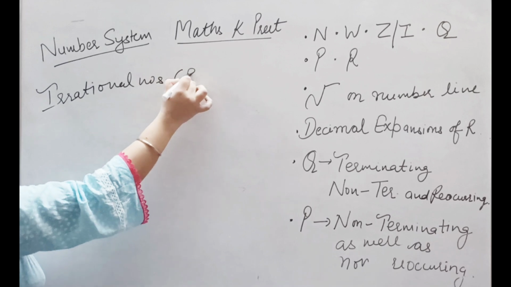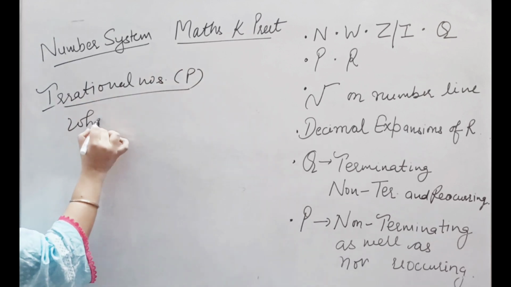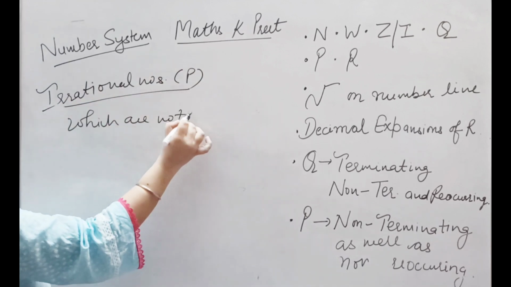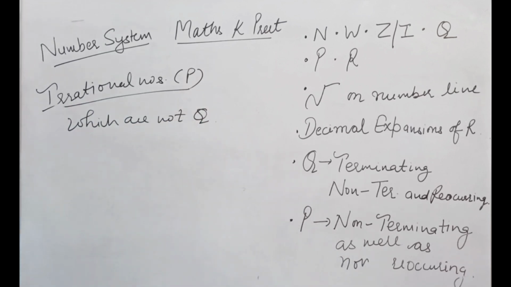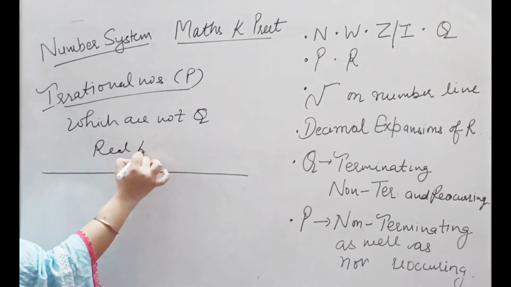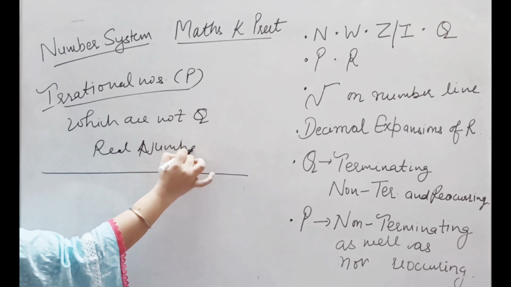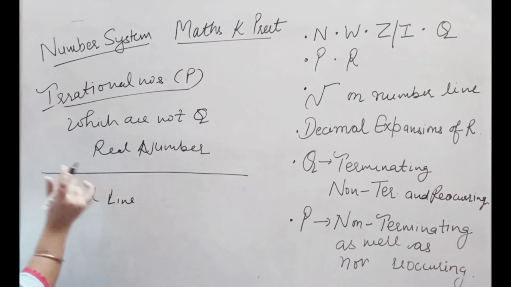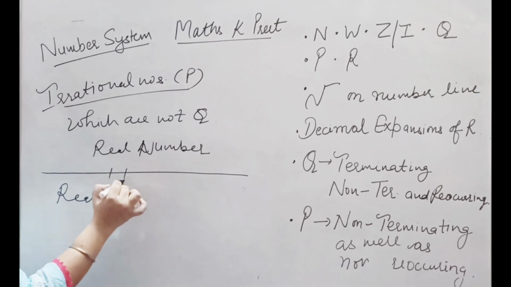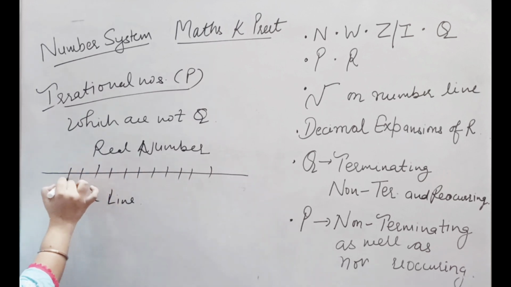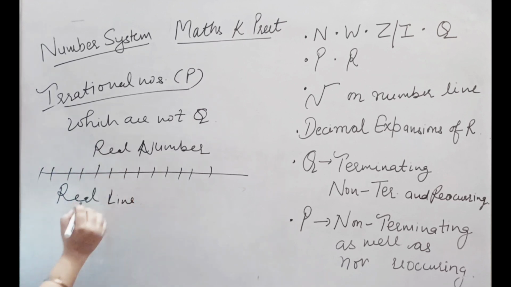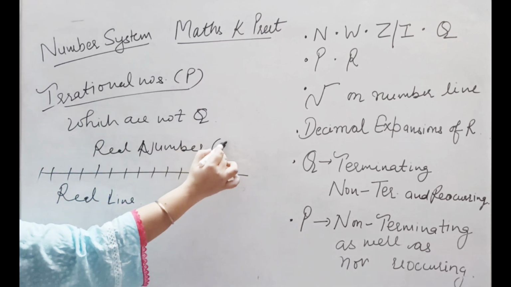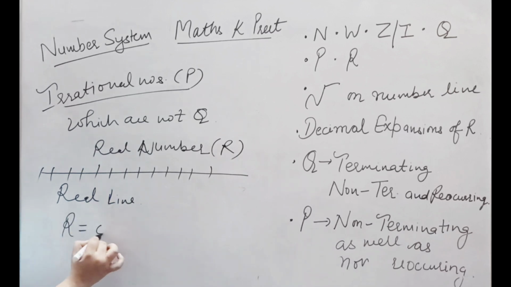Notation is capital P. So the numbers which are not rationals are the irrational numbers. So when we combine these numbers, rational and irrational gives us the real numbers or real line. This is real line in mathematics. So every real number can show on this number line, and real numbers are what? Notation is R.